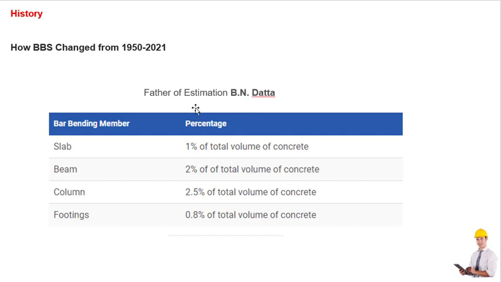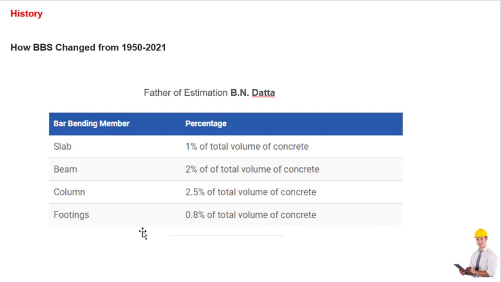According to B.N. Datta, in a slab, 1% of the total volume of concrete is covered by steel. For beams, he considered 2% of the total volume of concrete as steel. For columns, he considered 2.5% of the total volume of concrete as steel. And for footing, he considered 0.8% of the total volume of concrete. So these are the considerations at that time in the 1950s by B.N. Datta.